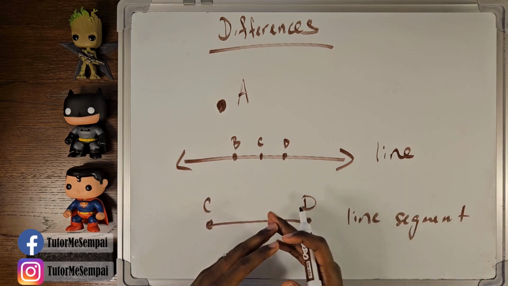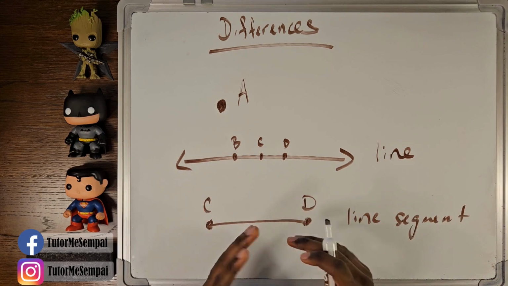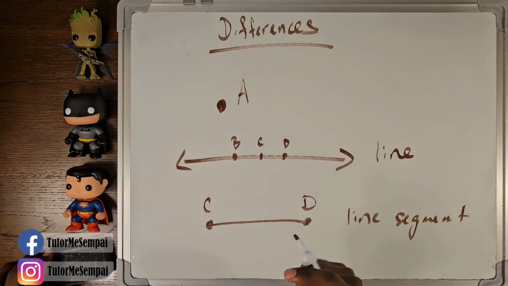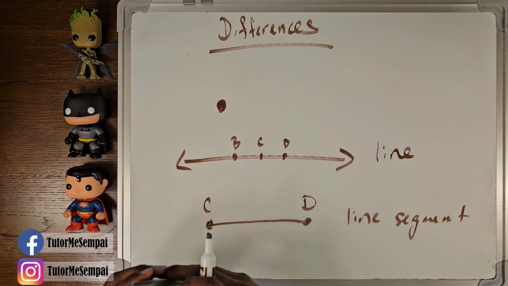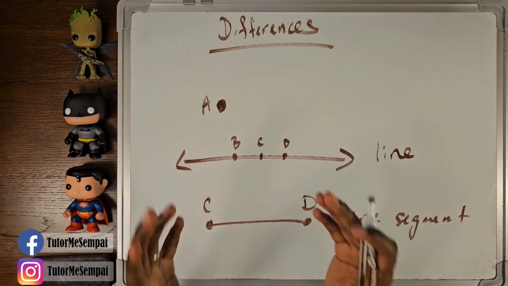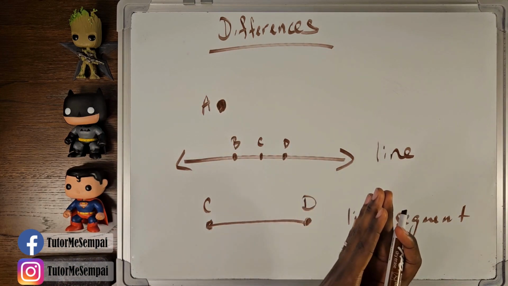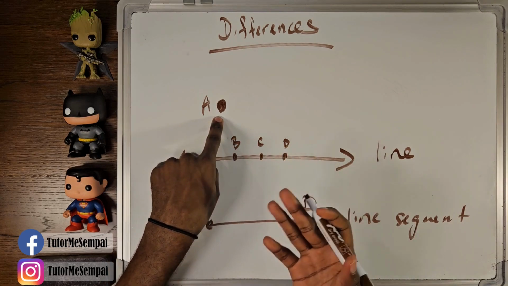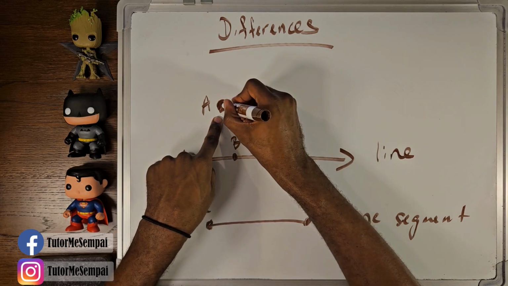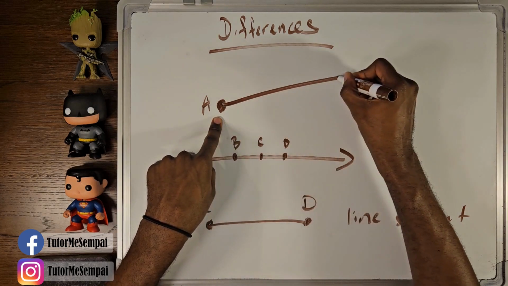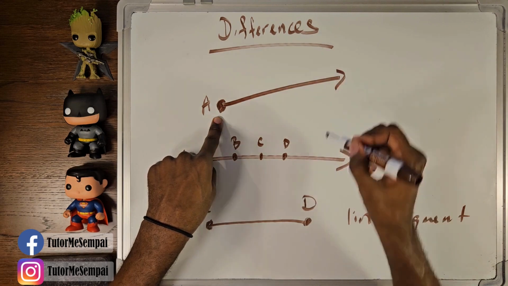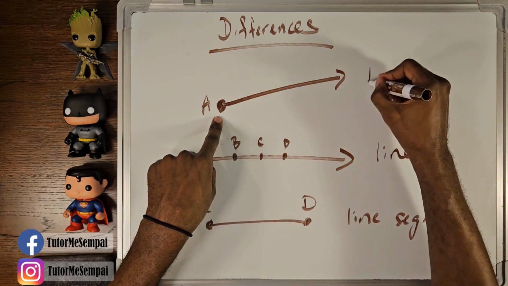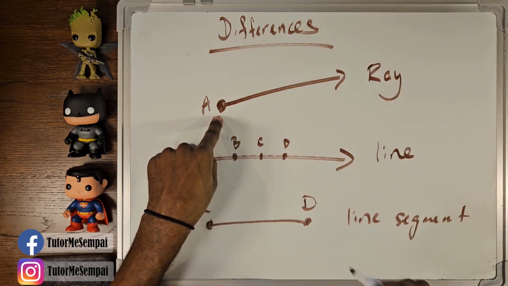How is it going to be different from your line and your line segment? Well, your ray is going to be pretty much like a combination of the two. So let's say we have that point A here, right? This is our point A. Well, your ray tells you to start at a point. So let's say we have a point like this, point A, and you're going to go in the opposite direction of that point, and we are going to go on forever and ever. This is going to be your ray.